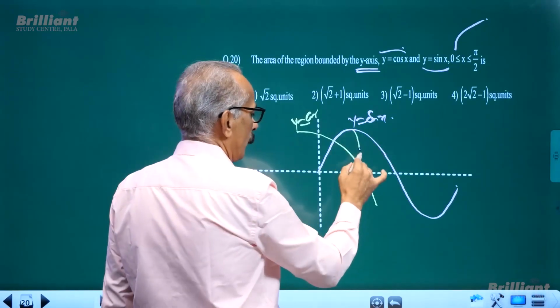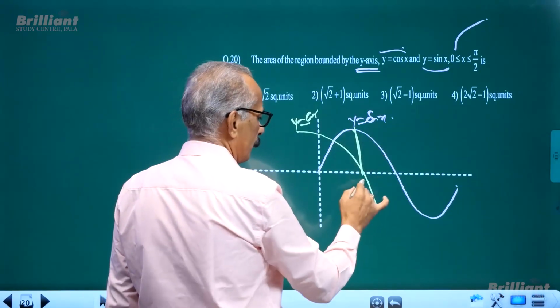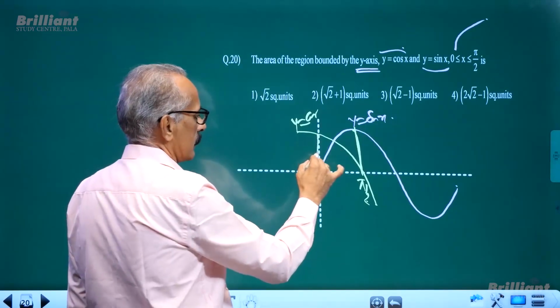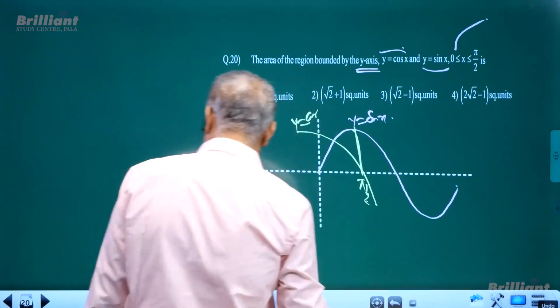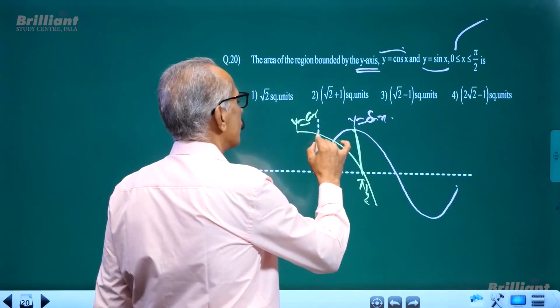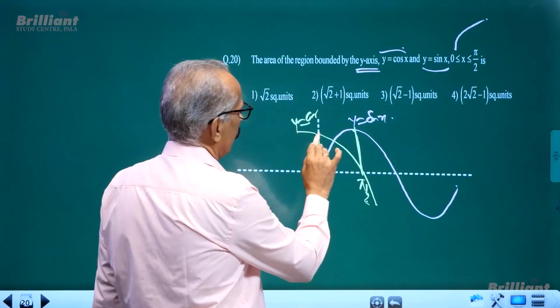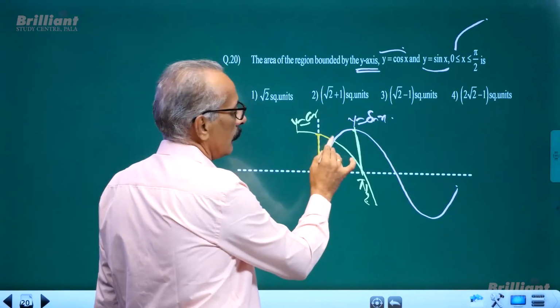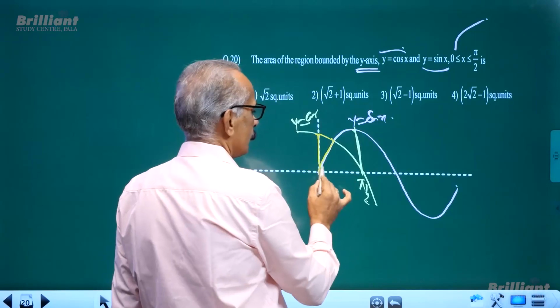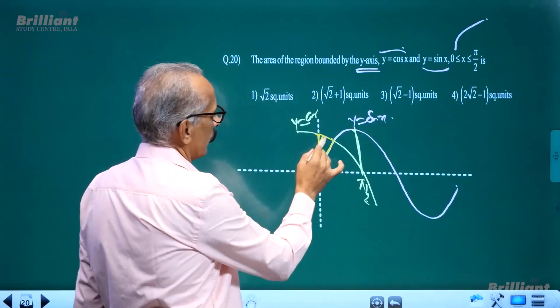And this part you know that is pi by 2. And what should be our edges? The y-axis, that is this edge. This is the y-axis. Then cos x. Fine. Then sin x. Right. This part. So this is the area.